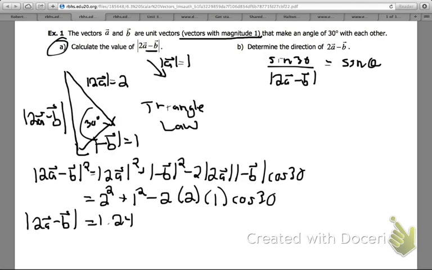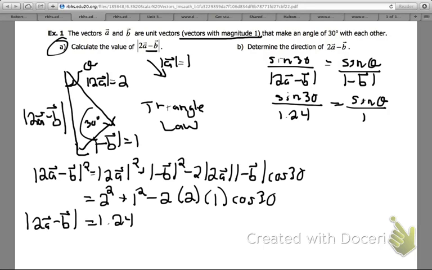Okay, I should label where theta is. Here is our theta. Because we want to know what direction that value is going in compared to our vector a, all over the magnitude of negative b. So we have sine 30 over, we found the magnitude of 2a minus b in part A here is 1.24, is equal to sine theta. We know the magnitude of negative b is just 1. So when we do our calculations there, we get that theta is equal to 23.8 degrees.